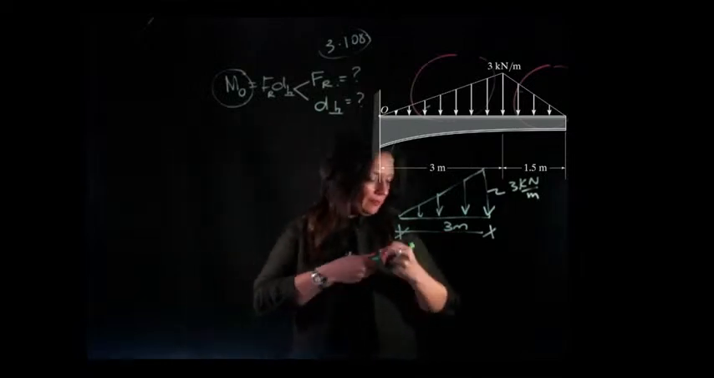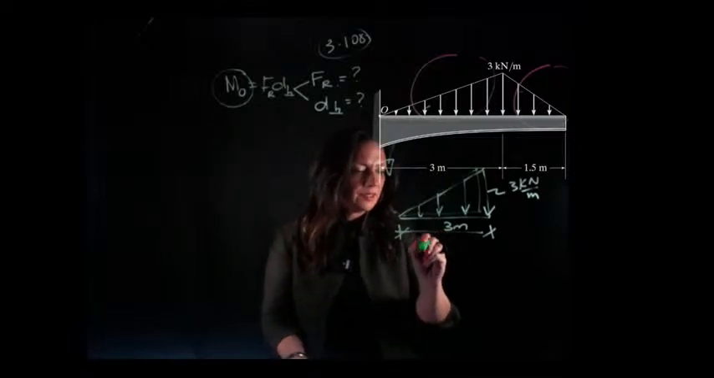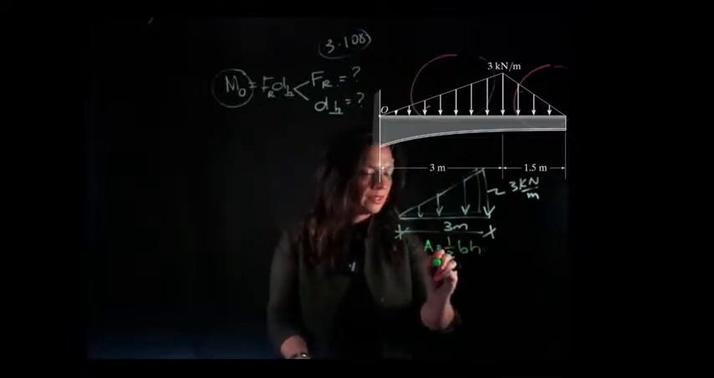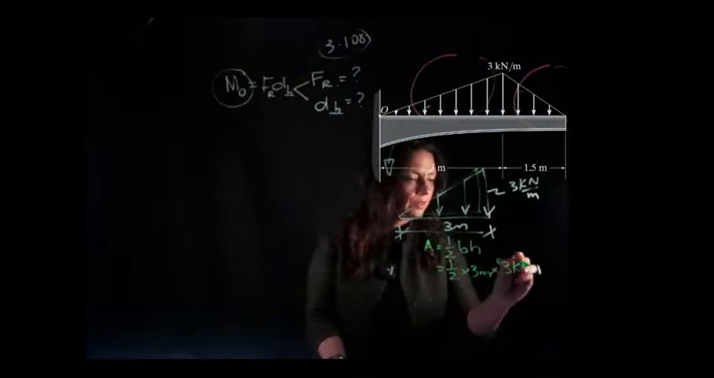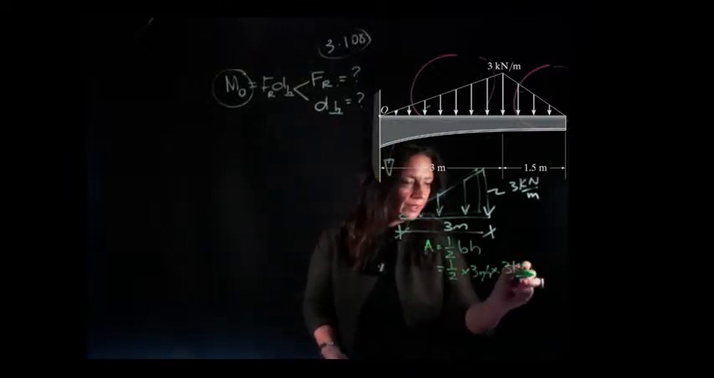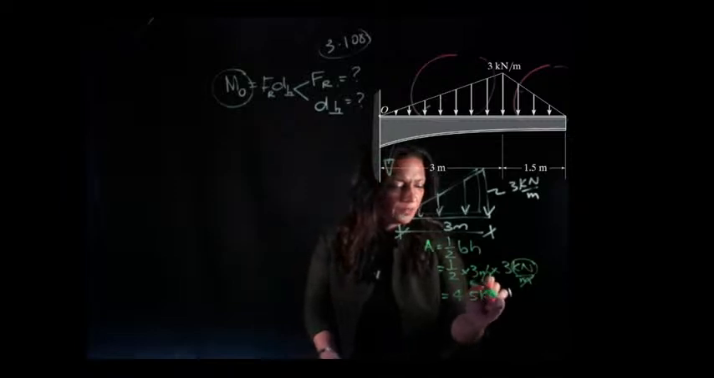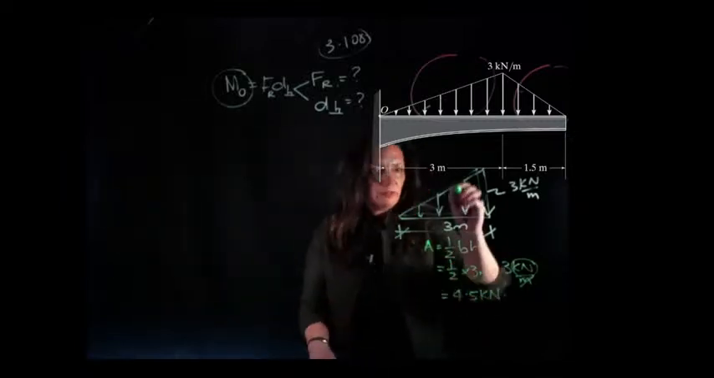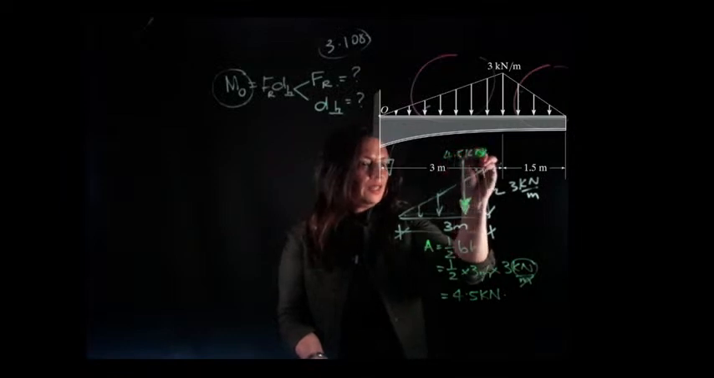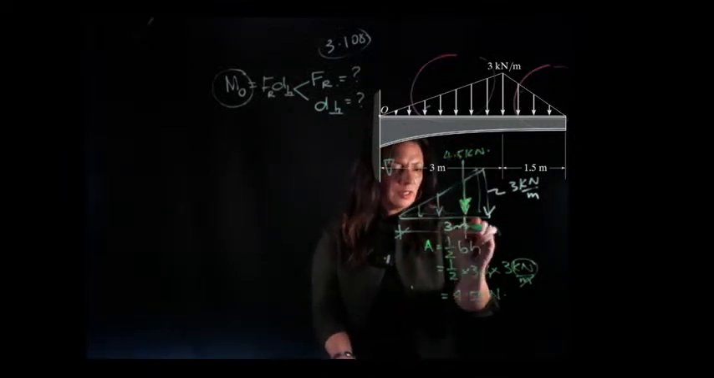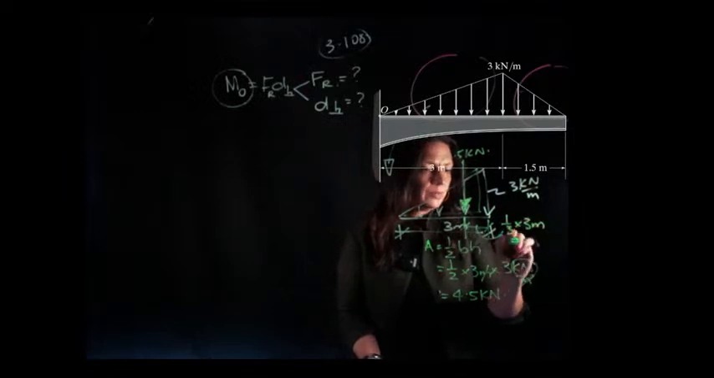Okay, so we're going to turn this distributed load into a concentrated force. The first thing I'm going to do is, it's a triangle, so the area of a triangle is half base times height. So the area equals half the base times the height, and the base is 3 metres, the height is 3 kilonewtons per metre. My metres will cancel out and I'm left with kilonewtons, so I'm going to have 4.5 kilonewtons. So my concentrated force at 4.5 kilonewtons is going to sit 1/3 from the heavy side of the triangle, that's my centroid, so it's going to be 1/3 times 3 metres, which equals 1 metre.